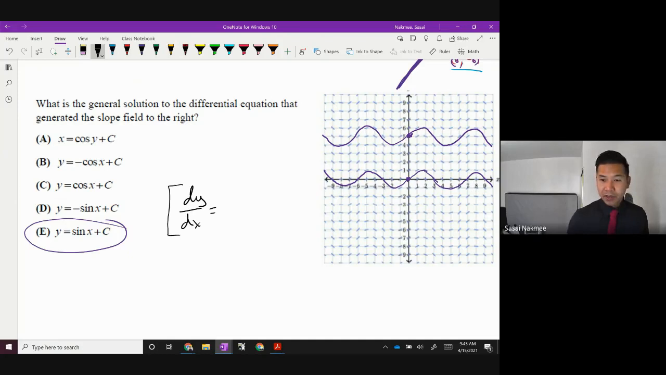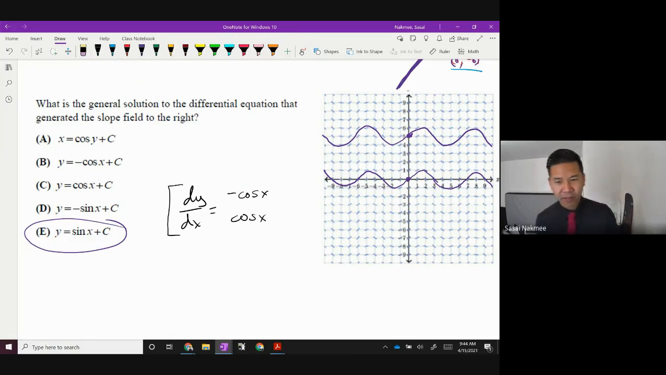Probably one of the cosines, right? Oh, Monica's typing out b. Be careful. Don't type it out as just b. Type it out as like negative cosine or sine, right? Is it going to be negative cosine of x, or is it going to be positive cosine of x? Which one of these gives you this slope field right here? Anyone have any ideas? Do you think it's negative cosine or do you think it's positive cosine? What do you think? You have an idea? Negative cosine or positive cosine?